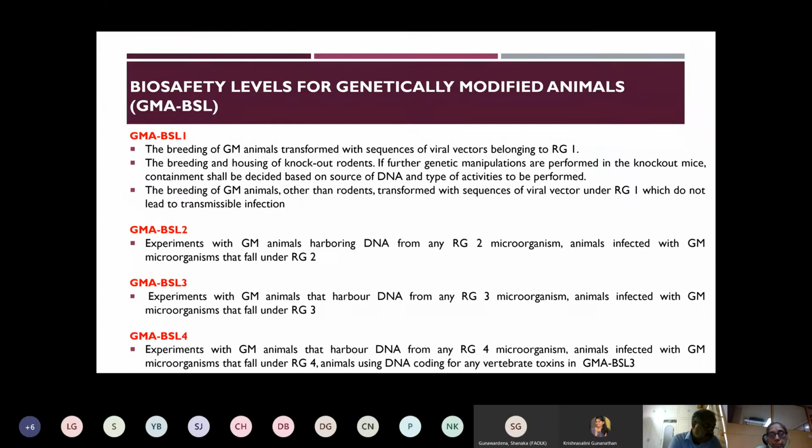So here again, we have four levels. BSL-1 covers breeding of animals transformed with sequences of viral vectors belonging to RG1, and housing of knockout rodents, because knockout rodents generally will be very safe. So they have been included in biosafety level 1. Then 2, 3, 4 just go on to explain each and every one.